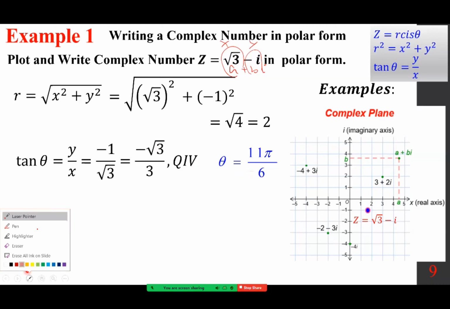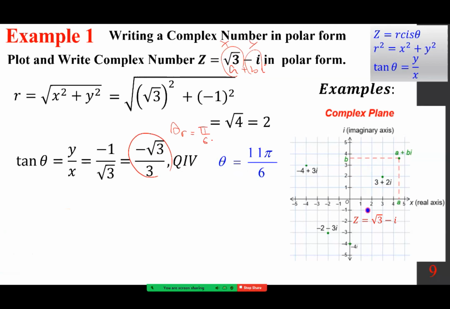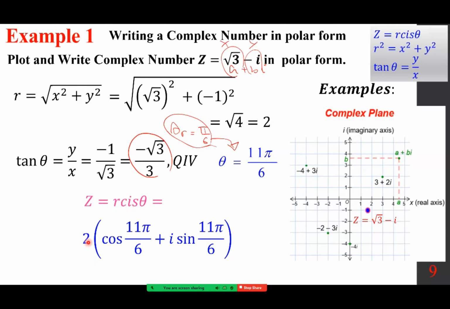Quickly, in this case the reference arc is pi over 6, because you think of the positive portion. This is a reference arc and it results in this. So these are cis theta. Again, shorthand notation, class. So z is 2 cosine of 11 pi over 6 plus i sine of 11 pi over 6. And you could also write it as 2 cis 11 pi over 6. Both of them are acceptable. When you answer a question, you want to answer it however they ask you.